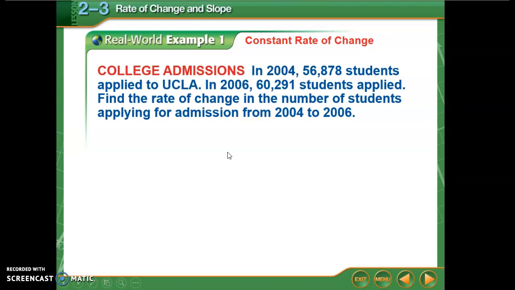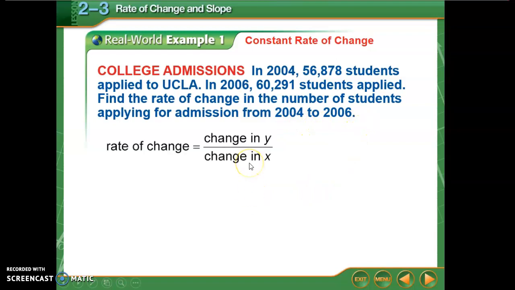Alright, let's start with this word problem. In 2004, 56,878 students applied to UCLA. In 2006, 60,291 students applied. Find the rate of change in the number of students applying for admission from 2004 to 2006.